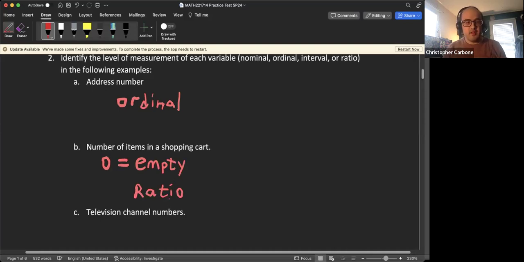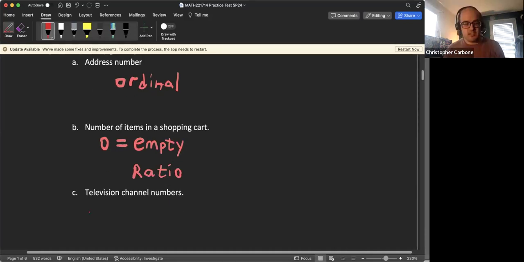And my third one, I gave television station, television channel numbers. So when you change the remote stations, this is going to be an interval level of measurement, since having a station of 0 does not mean the TV is off or anything. It does mean it's staticky, yes, but that does not mean it's off. So those are those three.